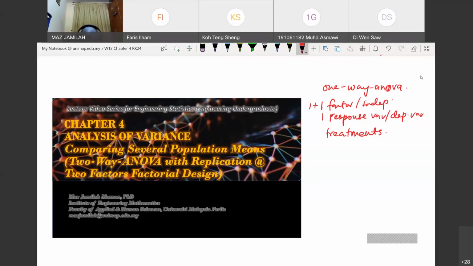It means that now you are adding one more factor in your analysis of variance, and the rest are still the same. You have two factors, one response variable, a few treatments or factor levels, and then we have the experimental unit. That would be the basic terms for ANOVA.